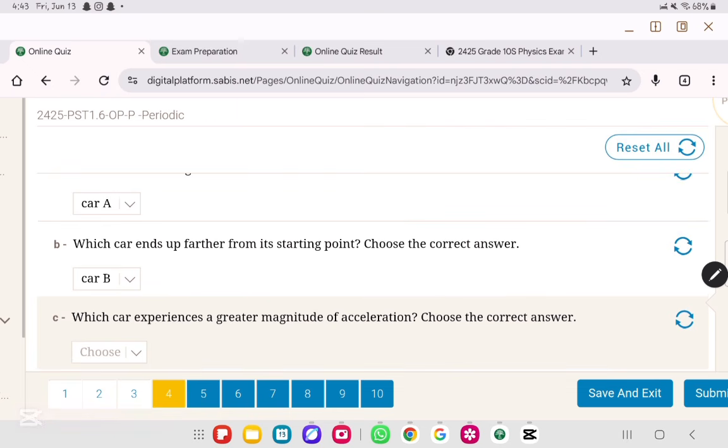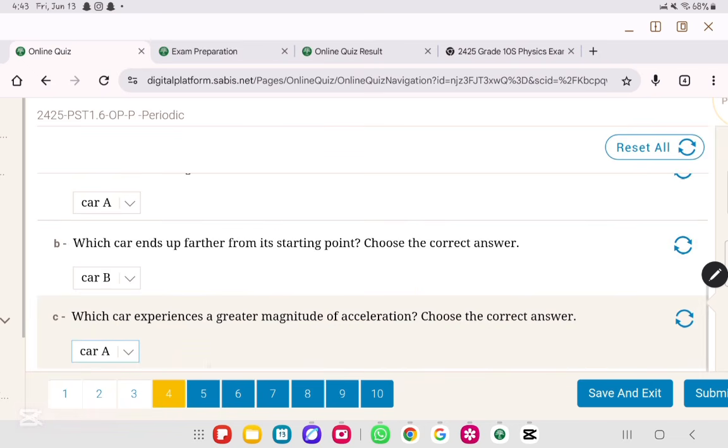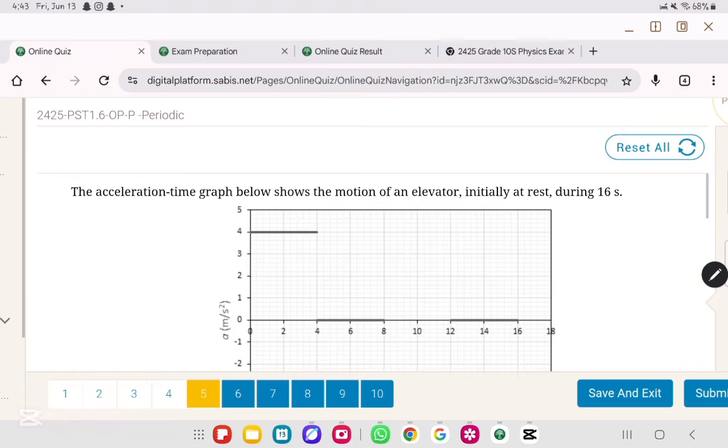Now finally, which car experiences a greater magnitude of acceleration? For sure, the one with the steeper slope, which in this case is car A. Definitely always the one with the steeper slope is the one with the greater magnitude of acceleration.